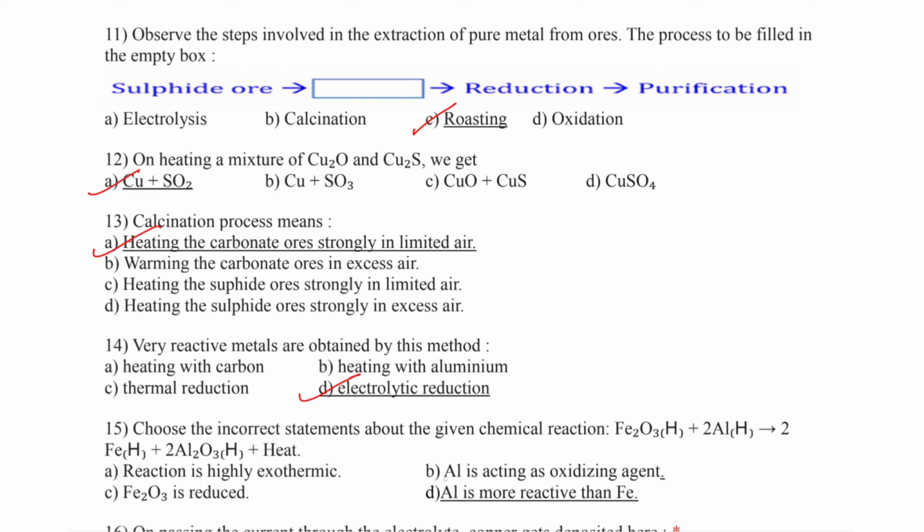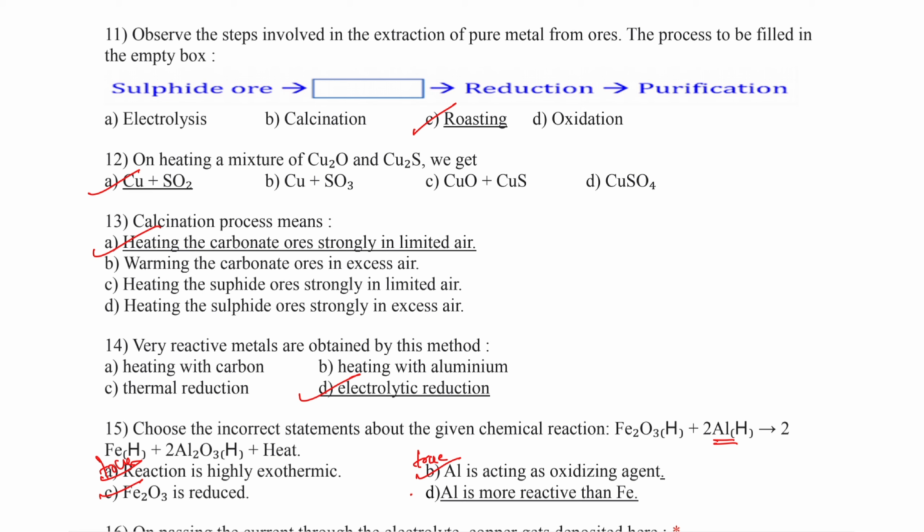So from this reaction, you can make out that the reaction is highly exothermic because heat is liberated during the reaction, and you can see that aluminium is acting as oxidizing agent because here aluminium is gaining oxygen, so it is acting as oxidizing agent. That is also true. So they have asked you to find the incorrect statement. First one is true, second one is true. Means these statements are correct.